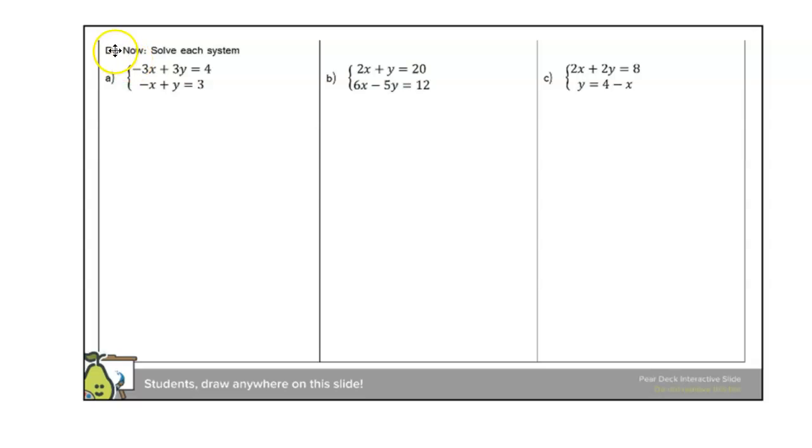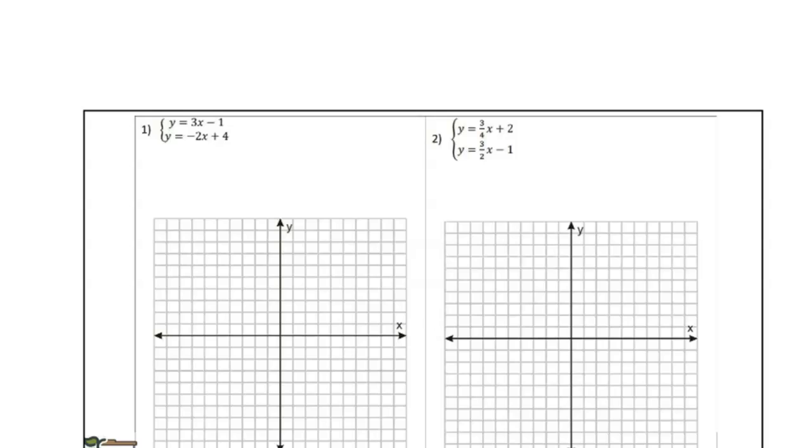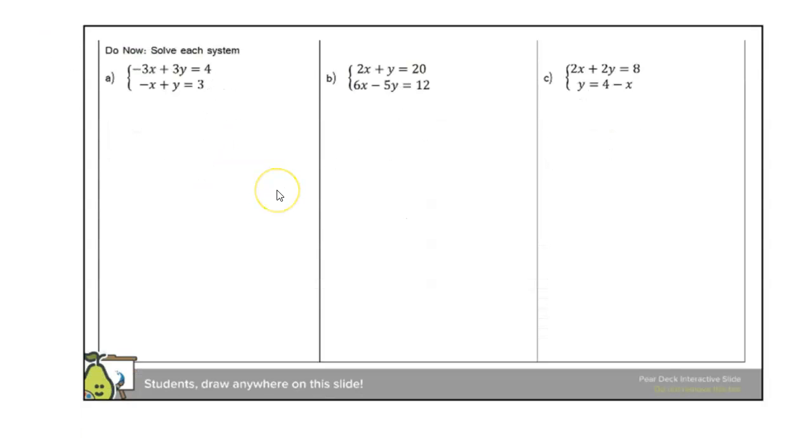All right, for the do now, it says to solve each system. There are three different systems here. You can see that there's no graphs here, so you could assume that we're not going to be graphing any of these, or we're going to be doing graphing a little bit later on in the lesson. But for right now, try to solve these systems with the best way that you know how. Pause the video, try it out, and then come back to see if you got it right.